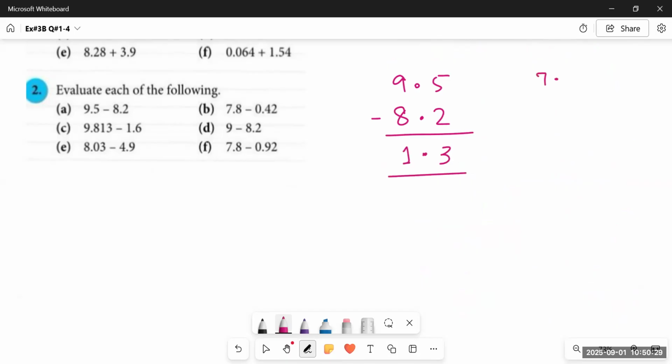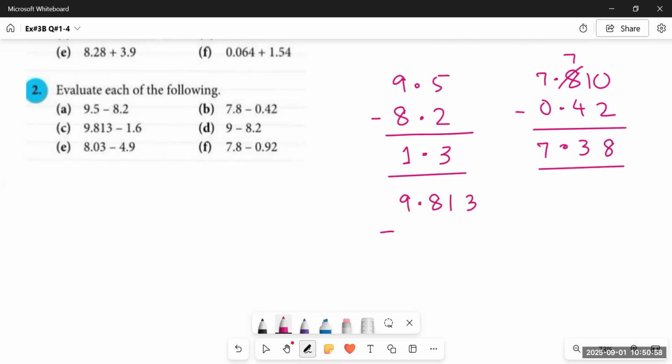Similarly, if we have 7.8 and 0.42, now we have 2 decimal places in the smaller number and only 1 decimal place in the greater one. So we are going to put a 0 over here. We'll take a carry from 8. It becomes 7. Then we have a 10. 10 minus 2 equals 8. 7 minus 4 equals 3. Point comes below point, and then 7. So it becomes 7.38.